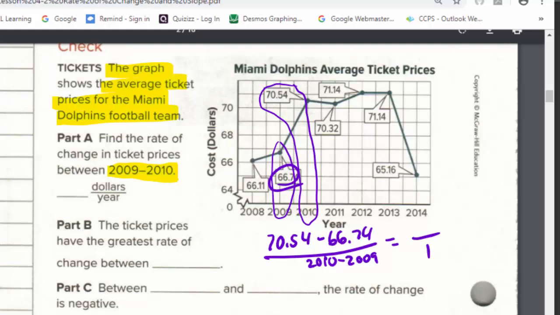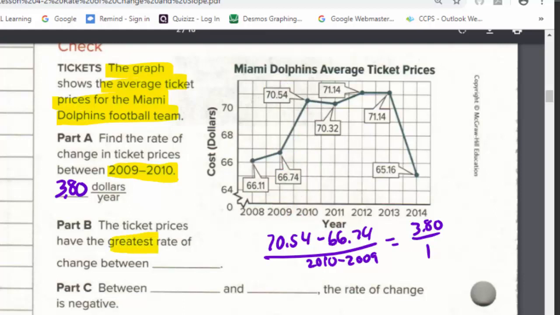And you'll see we end up with $3.80. That's per year. So $3.80 per year. The ticket prices have the greatest rate of change between. Now, when they talk about the greatest rate of change, we're talking about the one that has the steepest line. So if you look at our lines that are on there, it appears that this one over here is the steepest line, and that occurs between the time value of 2013 and 2014.